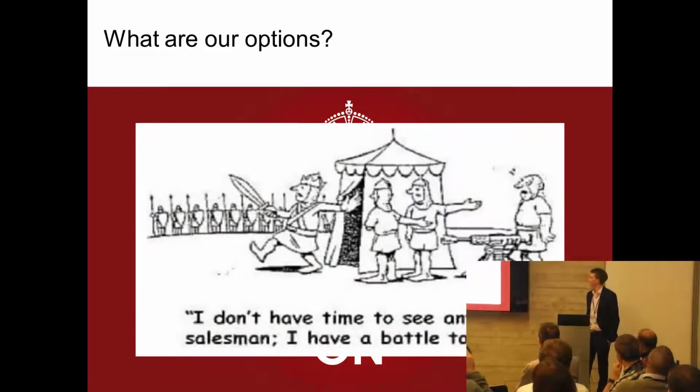An interesting little cartoon sketch I see goes around, about all these people saying, well, we don't have time to check the model, we don't have time to improve this, we'll just send the drawings out. It's got a sketch, if you can see it there, of the guy with the sword going out to his fight. I don't have time to see any salesmen, I have a battle to fight. And the guy is selling the machine gun. Sometimes you've got to stop, and not keep going, to actually realise there's a far, far better way of doing things.